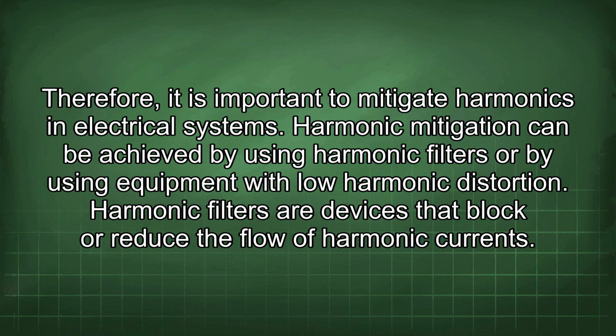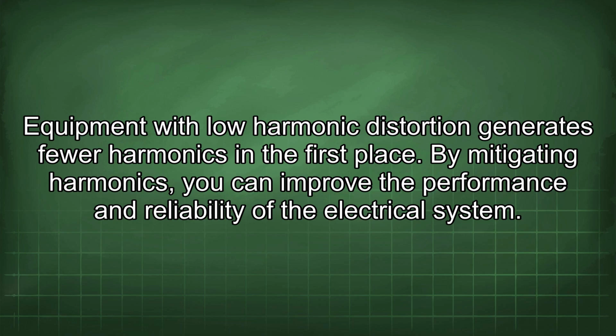Harmonic mitigation can be achieved by using harmonic filters or by using equipment with low harmonic distortion. Harmonic filters are devices that block or reduce the flow of harmonic current. Equipment with low harmonic distortion generates fewer harmonics in the first place. By mitigating harmonics, you can improve the performance and reliability of the electrical system.